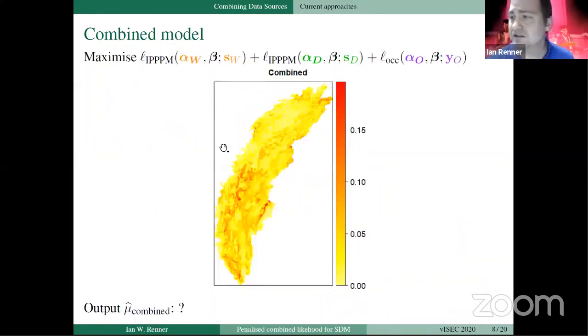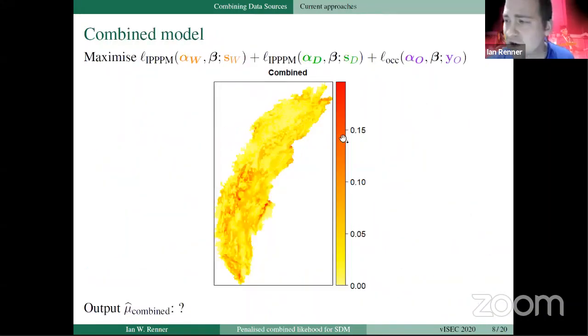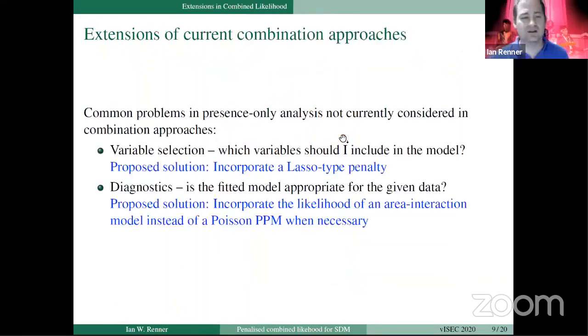So okay, let's do that for our lynx data. And what we end up with is a map that looks like this. And if you compare it to the earlier ones, it sort of looks like an average of these two here, the presence-only data sources. So that's all well and good, but we think that we can do better. So this is where we've extended beyond this to new ground.